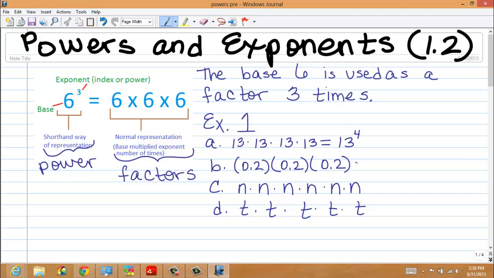Part B, we have 0.2 being multiplied times itself 3 times. So we could rewrite this as the quantity of 0.2 to the 3rd power. Because it originates with quantities, that's what we call a set of parentheses, then your answer should have that as well. For part C, n is being multiplied times itself 6 times. So we would rewrite this as n to the power of 6. T is being multiplied times itself 5 times, so we would rewrite this as t to the 5th power.